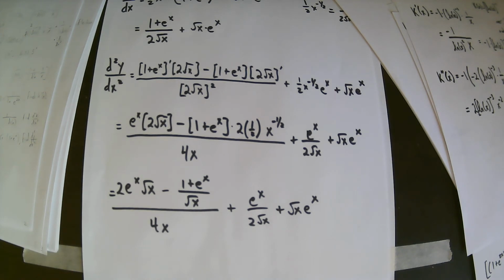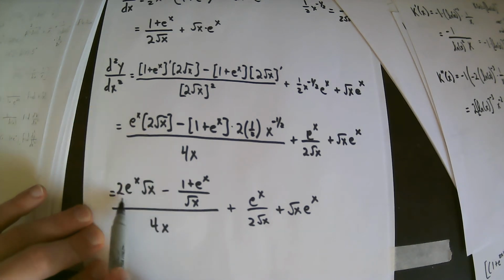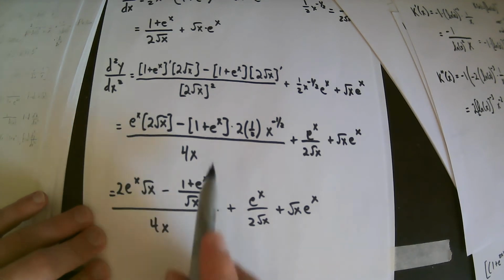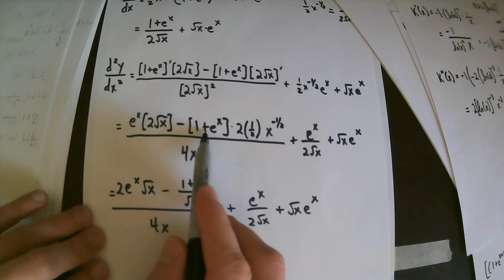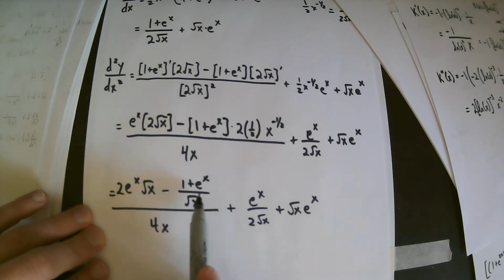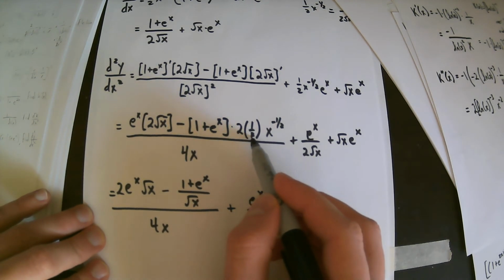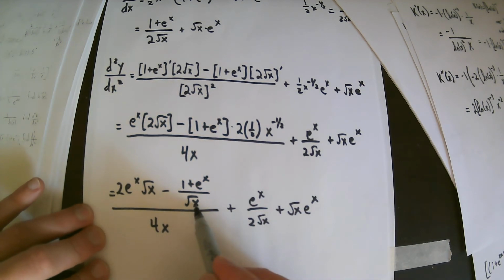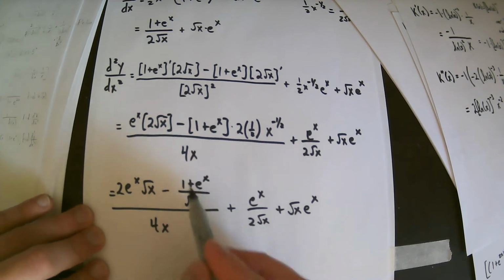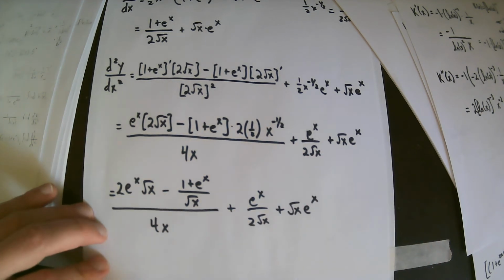Alright, let me re-say what I did there. From here to here, all I did was put the 2 up front and drop the brackets. From this to this, I threw the 1 plus e to the x in the numerator because, well, first of all, these 2's, the 2 and the 1/2 canceled. This turns into a square root of x in the denominator, and then I just threw this on top. And then big fraction bar and the 4x, and then these just came straight down. They didn't change.